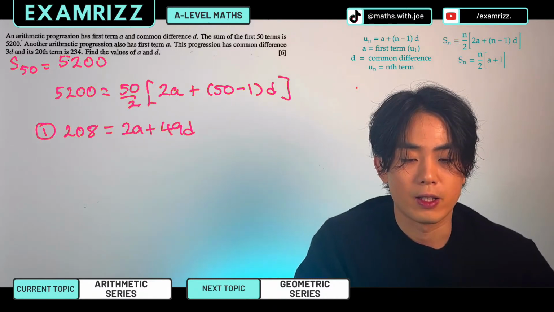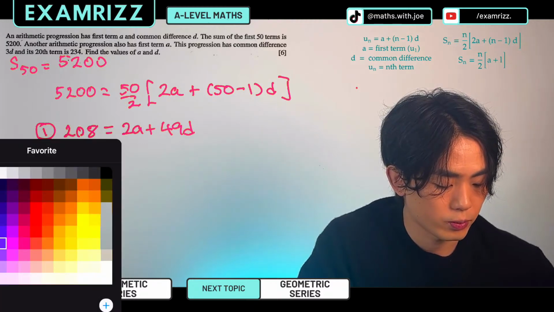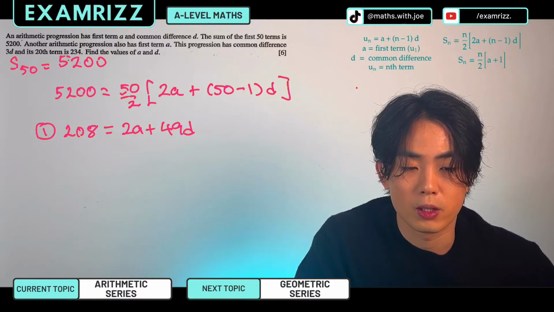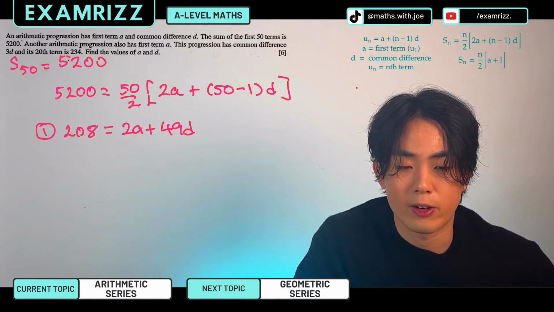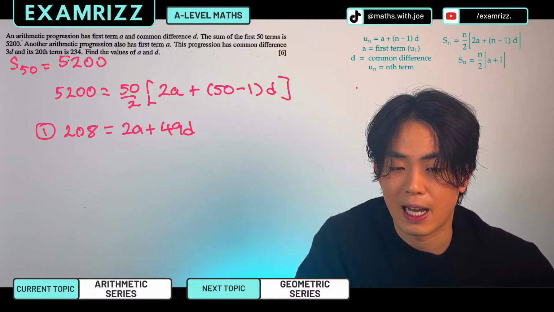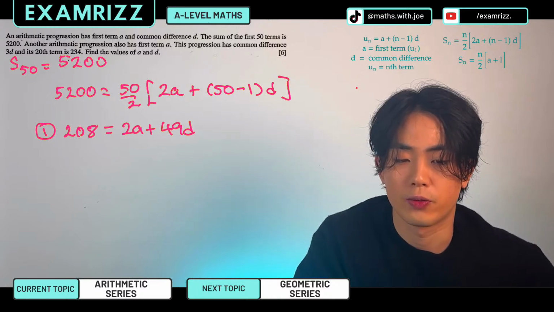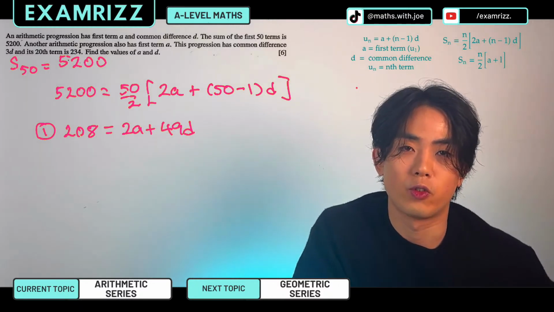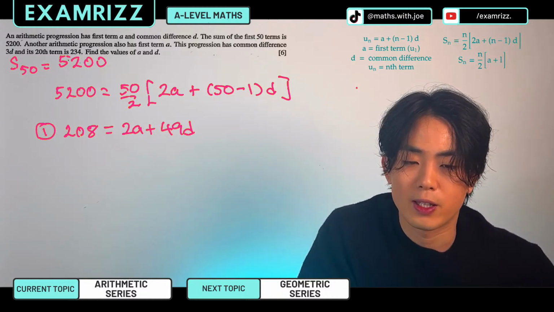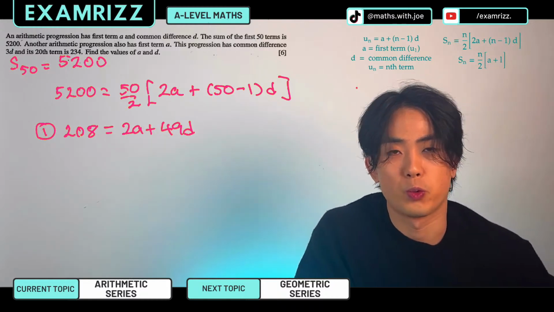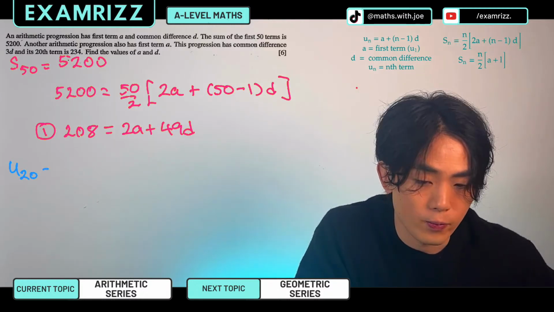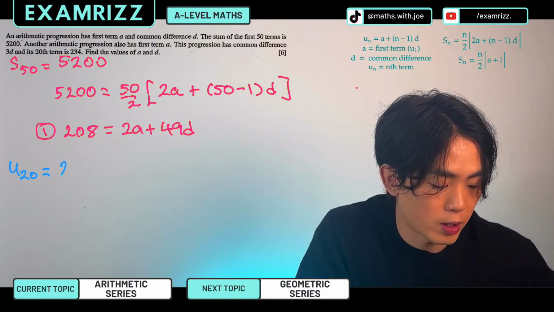Now looking at the second sequence, another arithmetic progression also has first term a. This progression has a common difference of 3d and its 20th term is 234. Right, so we can create another formula from here. Remember, it's not the sum, okay? It's saying its 20th term, so we should be using the un equation. We shouldn't be using the sum equation in this example. So they've told us that u20 is going to be equal to 234.